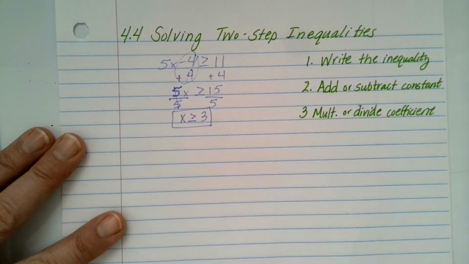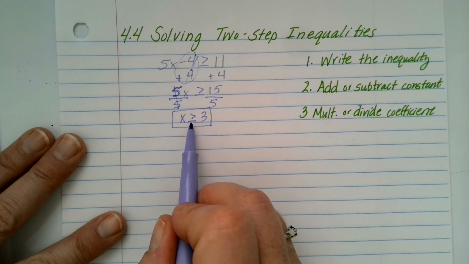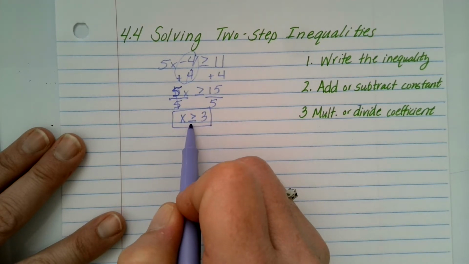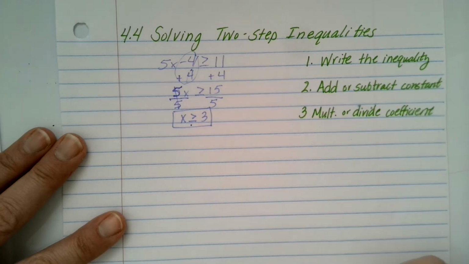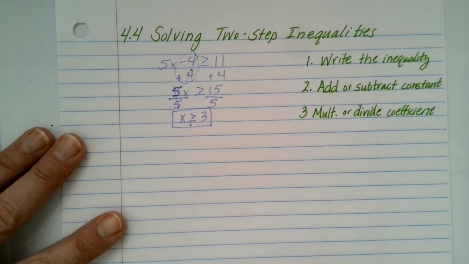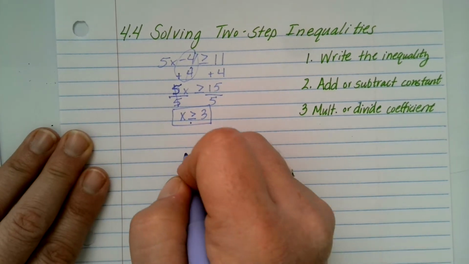And we're done because x is alone, and we're going to do a quick check and say, is our inequality symbol pointing the same direction? Yes. So that's how we're solving two-step inequalities, these simple steps. So let's try another one.